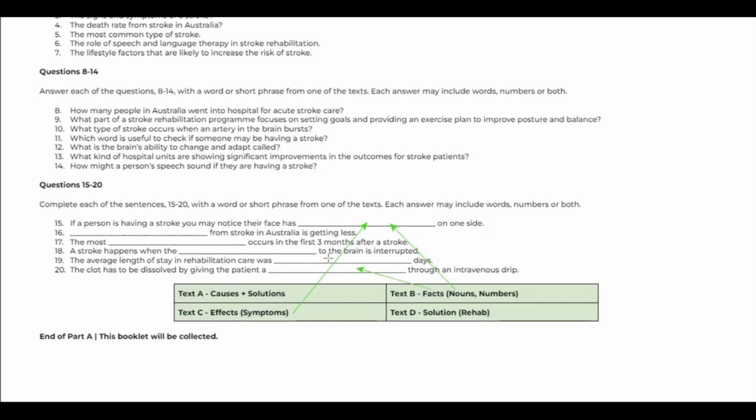Deaths from stroke in Australia is getting less. Facts. Yes, Fact. Absolutely. Okay, then 17, the most deaths occur in the first 3 months after a stroke. Most probably that will also be Fact, because these are numbers.